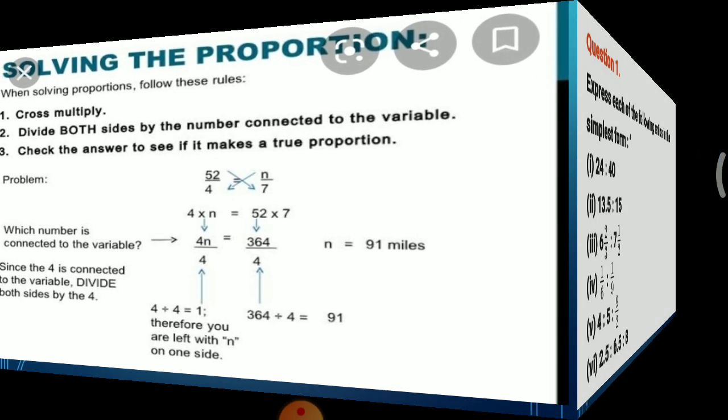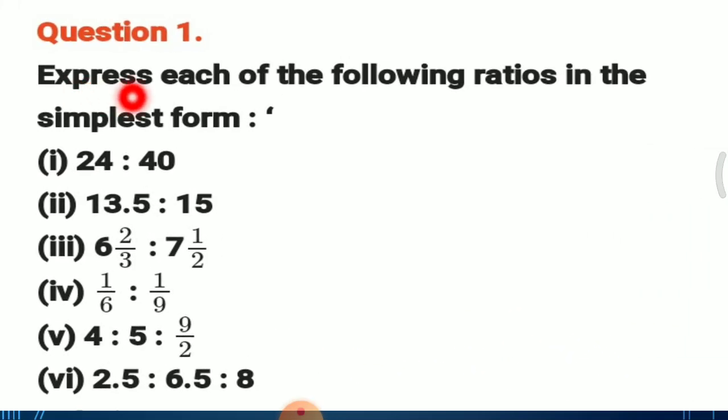Question number 1 is that we express each of the following ratios in simplest form: 24 ratio 40. Okay, this is one big question. And on the next slide I will show you the answer. The answer is here.